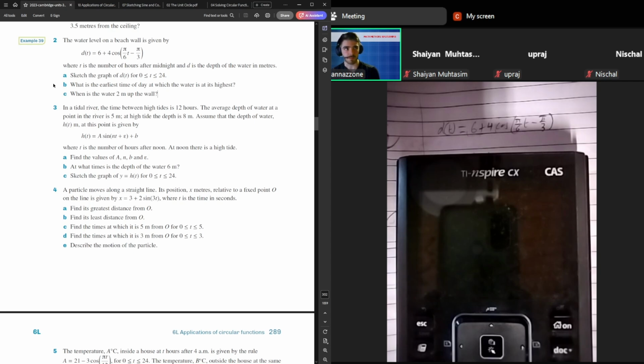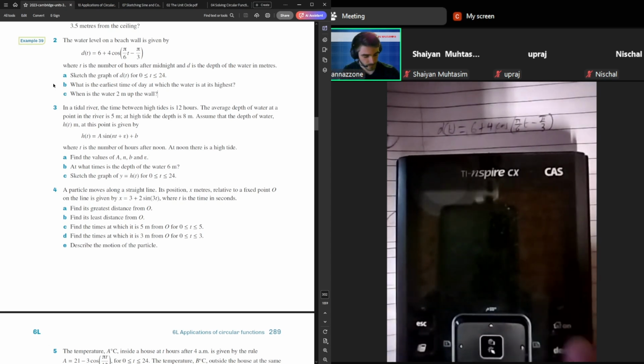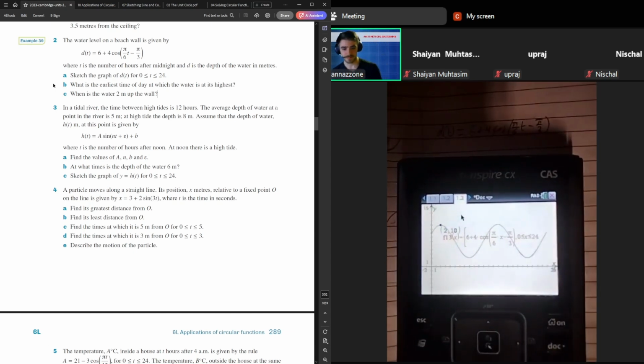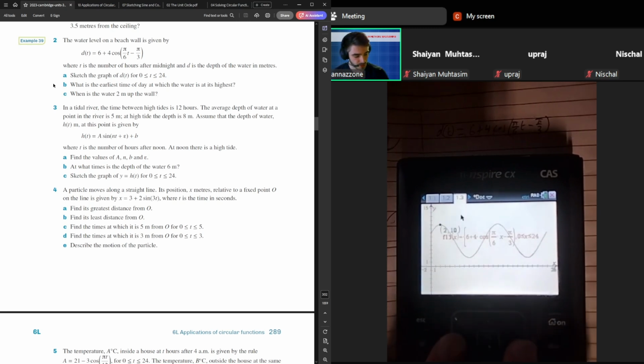Because if you think about it, water can't go down, right? There's a sea bed. It can't go any more down, and so to increase depth, you have to go higher, right? The waves have to go higher. So when it says when is the water 2 meters up the wall, it means when is the depth equal to 2. Very similar question to what we just answered. How do you think we solve it? You just look for the y equals 2. Y equals 2, correct.